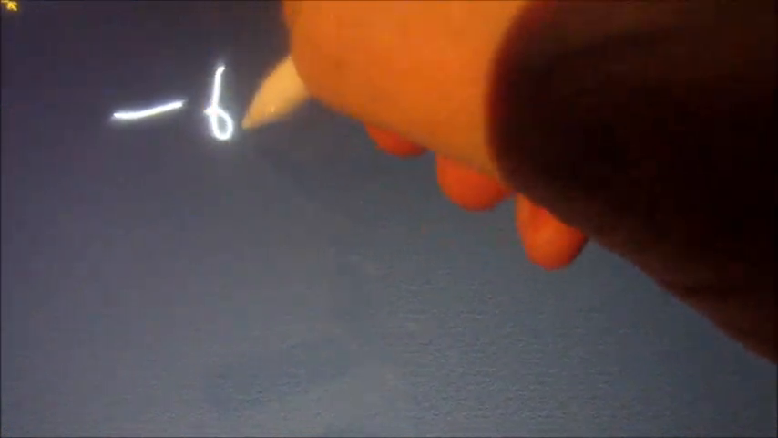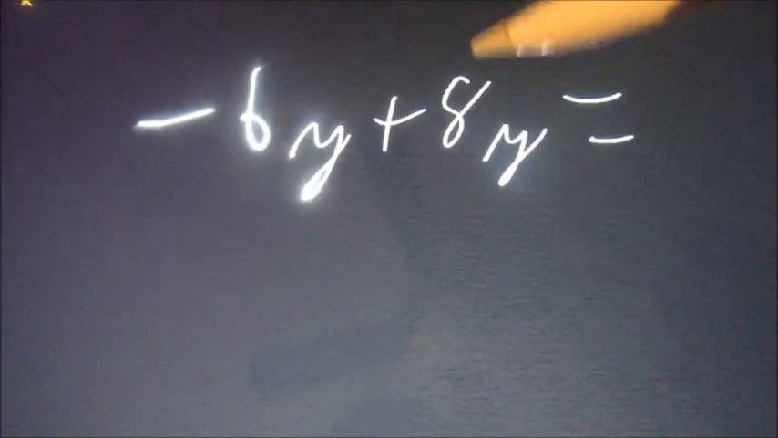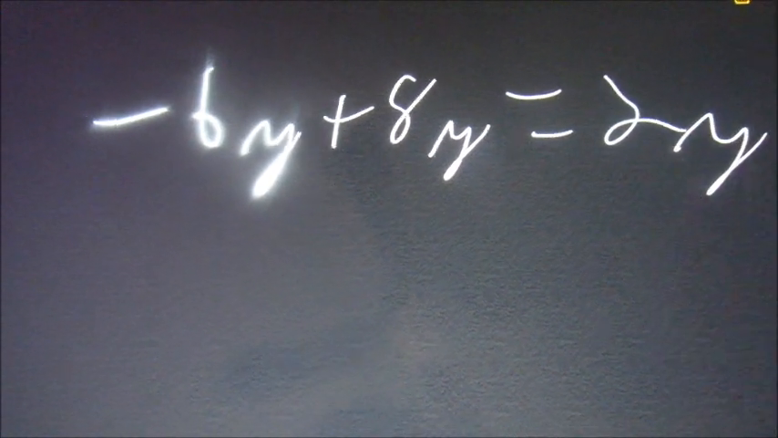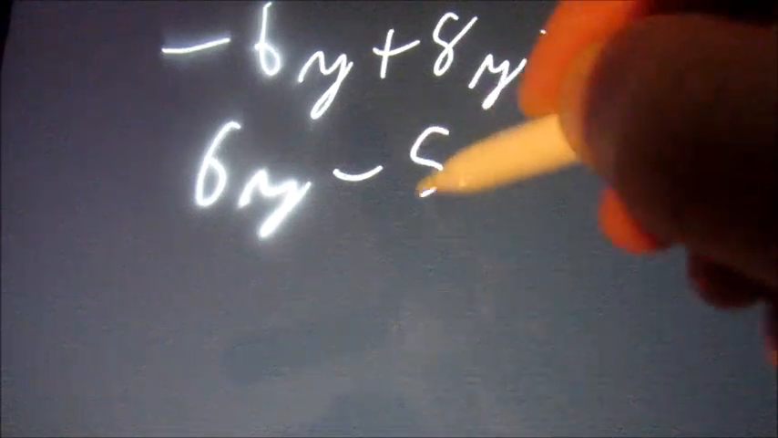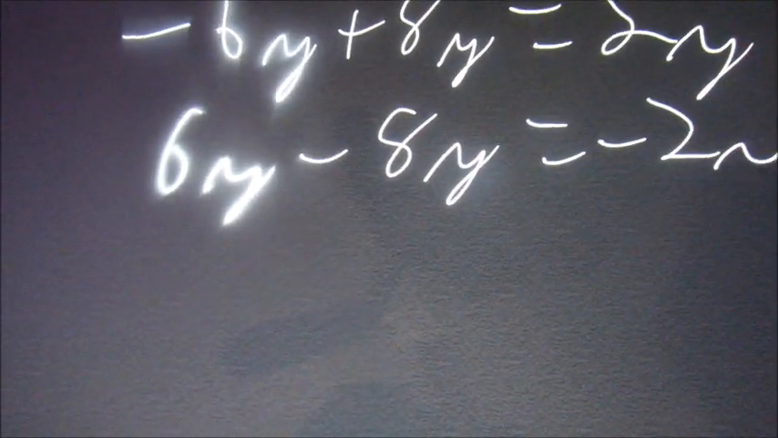Okay, so the next part of the assignment is going to be simplifying polynomials by combining like terms. And we've done this before. So say we have negative 6y plus 8y. All we're going to do is combine the coefficients. So 8 minus 6 is 2y. If we have 6y minus 8y, that's going to be 6 minus 8, which is negative 2y.